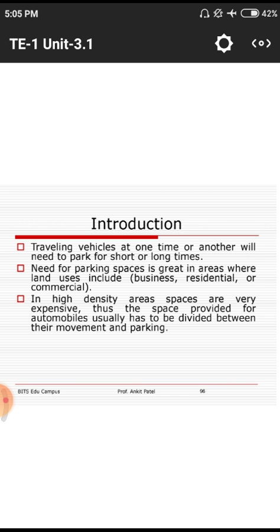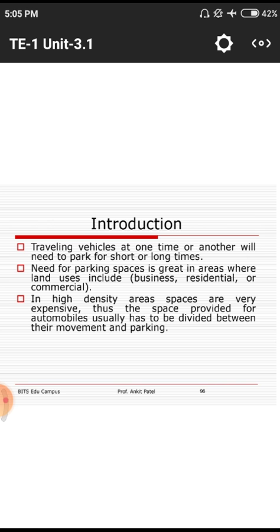Next one, we have software employees. Normally software employees have to use their own vehicles, be it a two-wheeler or four-wheeler. They have to stay in the office for 8 to 10 hours. Likewise, different areas have different time periods, so they have to use particular parking spaces which are prescribed by their managements. That is the second point.